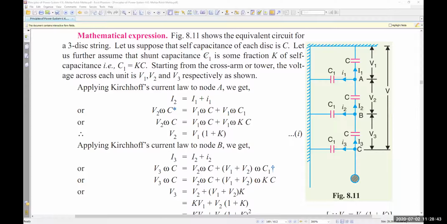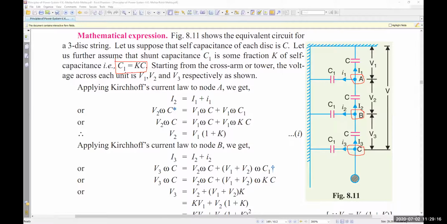So I told you before, C1 is some fraction of the self-capacitance. That means C1 is equal to Kc. I told you before, right? Remember, this K has a very important role in this mathematical expression. So starting from the cross arm of the tower, the voltage across each unit is V1, V2, V3 respectively. Now this point is called A. Can you see? Yes, sir. This junction is A, this junction is B, this junction is C.